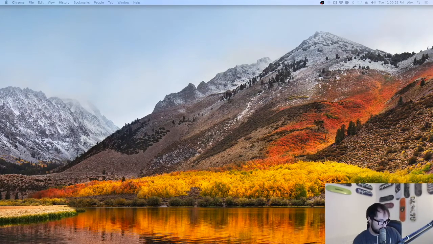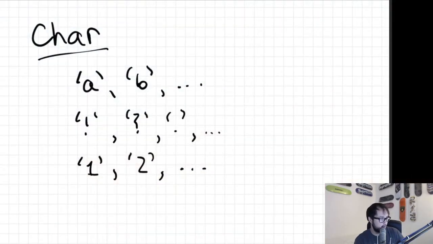Okay, back to the iPad. All right, cool. So we've gone over the ASCII table. So we've got ints, bools, and characters.